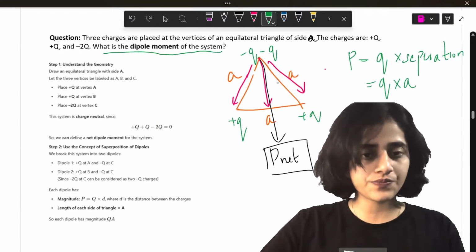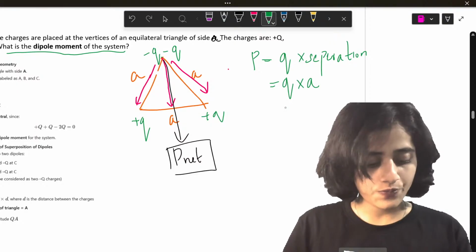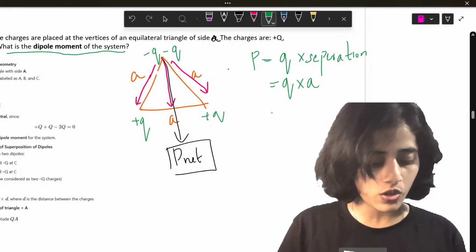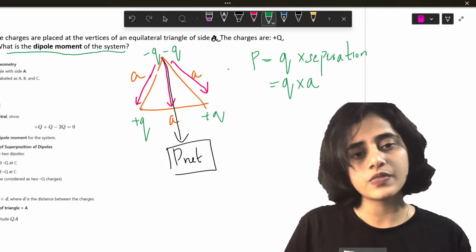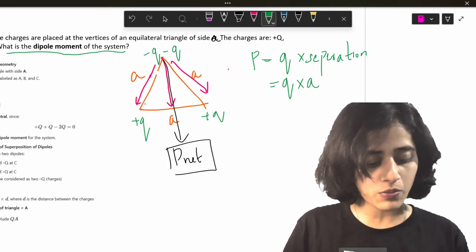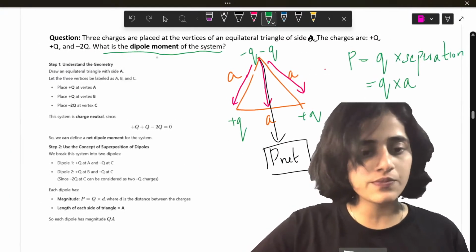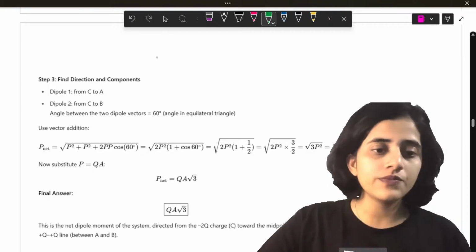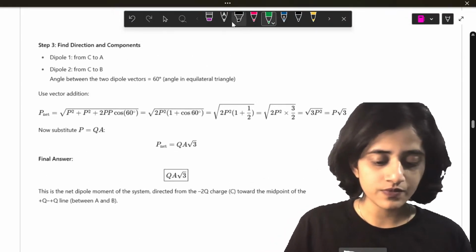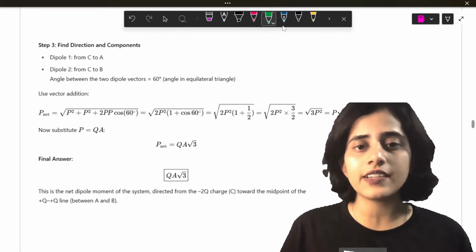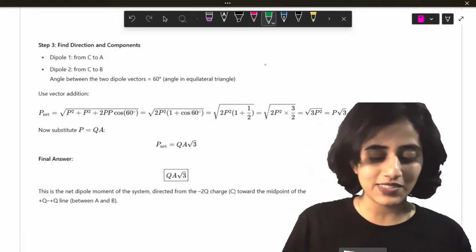All right, now let's do the math. The net dipole moment will be the dipole moment of the first one plus the second one. I've already done it here, so I'll write it here itself, so that those who don't understand my handwriting can look at this one.